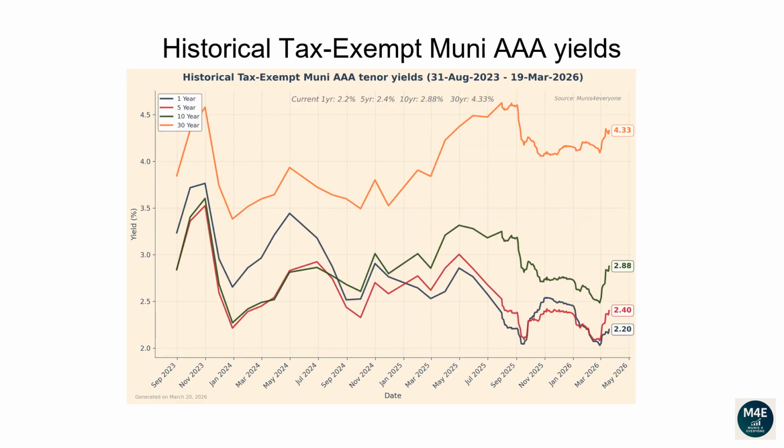This line plot and the next plot show how each tenor of the Muni yield curve has changed over time. From the 31st of August 2023 to the 19th of March 2026, the 1-year yield has dropped from 3.24 to 2.2. The 5-year yield has dropped from 2.85 to 2.4. The 10-year yield has increased from 2.84 to 2.88. The 30-year yield has increased from 3.85 to 4.33.